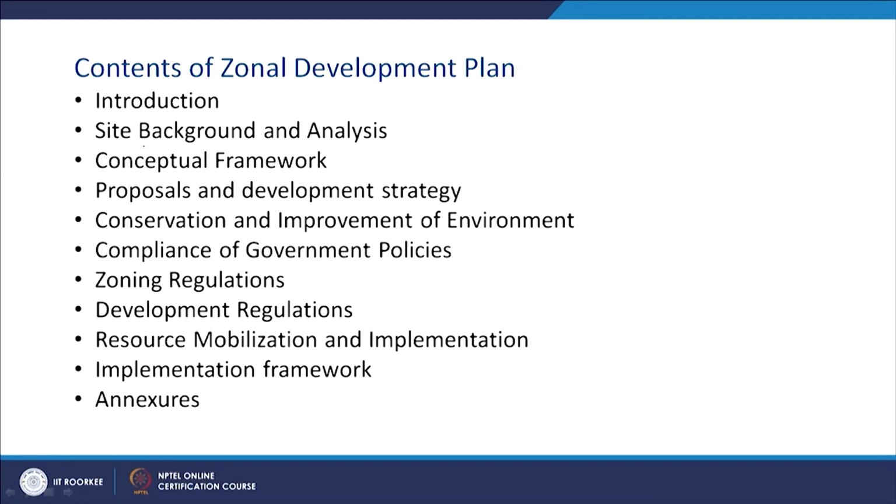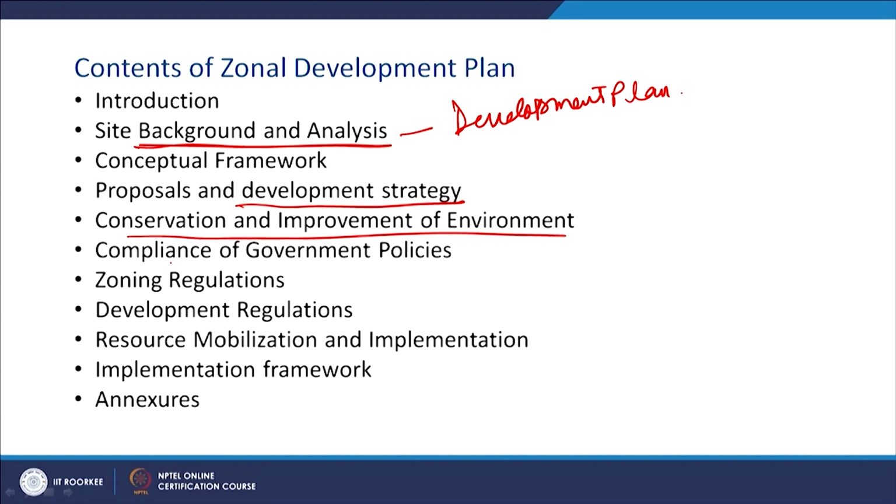After this development plan is done, there are a few more stages, that is the zonal development plan. The objective of the zonal development plan is to make further details of the plan at the zone level or at the area level. So, the contents of the zonal development plans are the introduction, the background and analysis based on the development plan, conceptual framework, some development strategy, conservation and improvement of the environment, compliance of government policies, zoning regulations, development regulations, resource mobilization and implementation, and implementation framework.